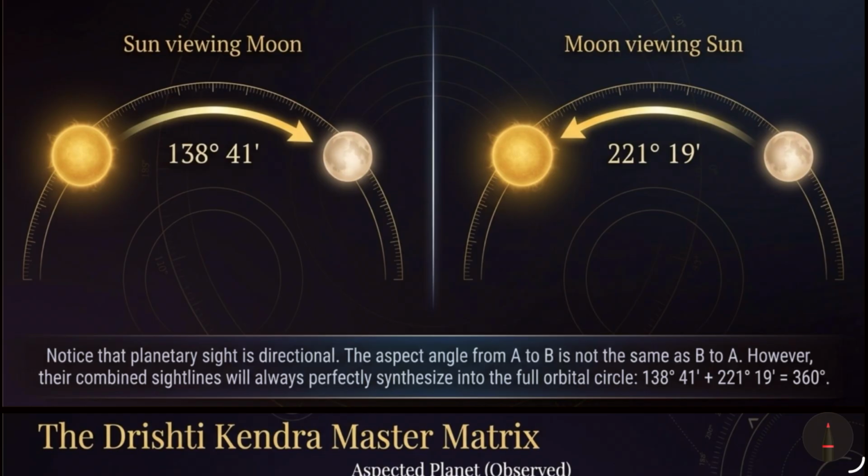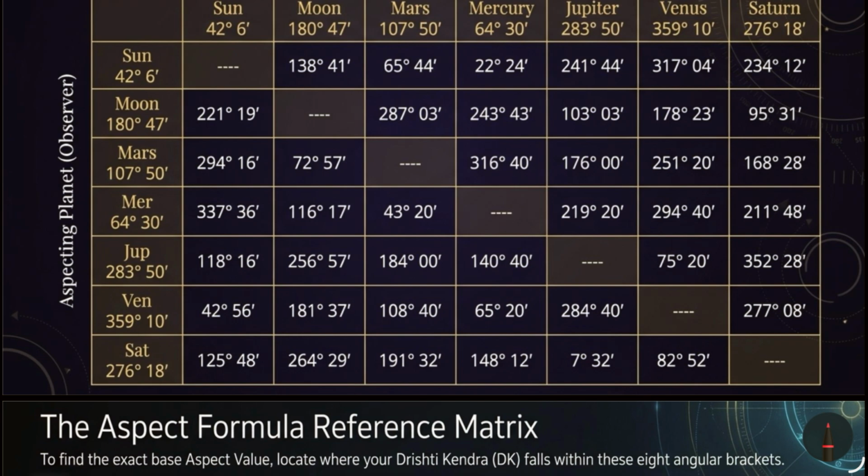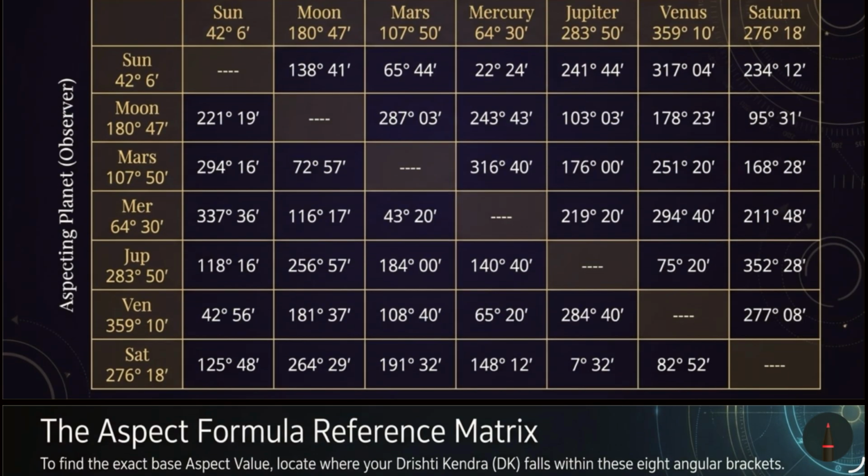So the distance between Sun and Moon, as I explained above, is 138.41, and from Moon to Sun it is 221.19. Similarly, we have to do the calculation for Moon with the rest of the 6 planets, Sun with the rest of the 6 planets, and so on. So I have done the computation to save time, and these are the answers. For this, it is simple: longitude A minus longitude B. If longitude A is smaller, then add 360 into it. Simple. These are the Drishti Kendra.